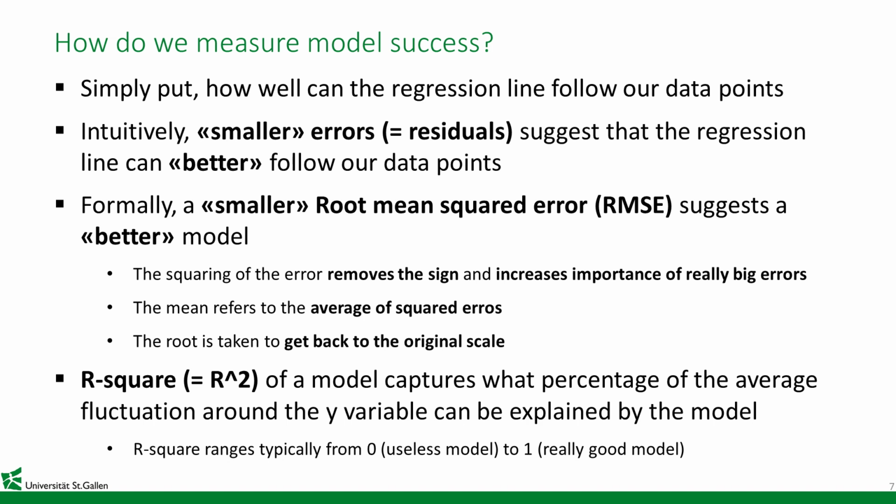Now finally, what is always looked at is the R square of a model. The R square simply states what percentage of the average fluctuation around the Y variable can be explained by the model. A nice feature of the R square is that it typically ranges from 0, which is a totally useless model which cannot explain any fluctuation around the average Y variable, to 1, which indicates it's a really, really good model and it's the maximum we can do.